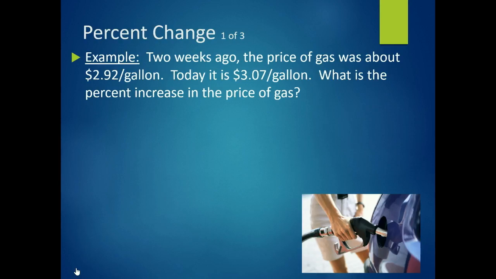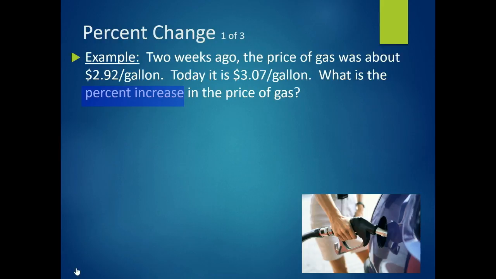And let's look at a couple of examples. Two weeks ago, the price of gas was about $2.92 per gallon. Today, it is $3.07 per gallon. What is the percent increase in the price of gas? So we have a before and after number. We're looking for a percent increase.